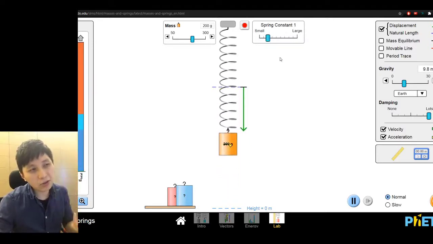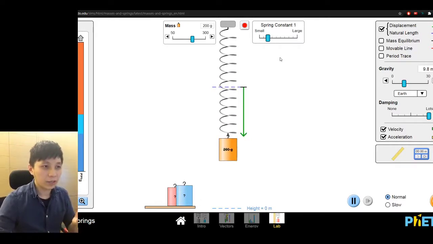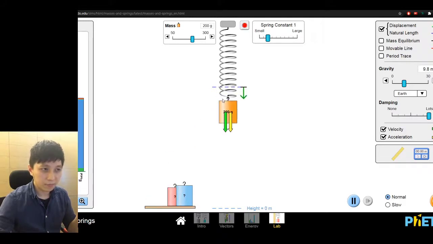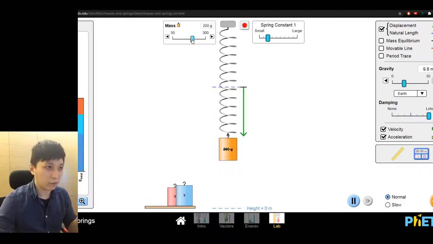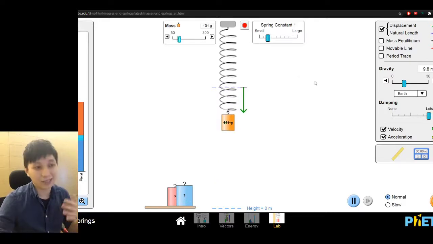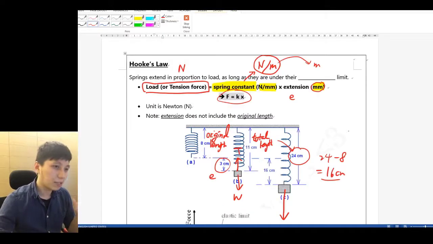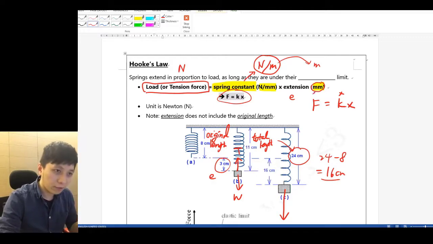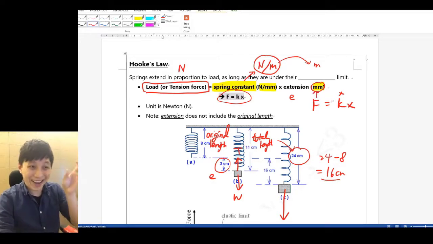So assuming you're using the same spring, then if you change to another mass, it's going to be the same spring constant, of course, right? But for the mass, of course, it could be different, and therefore the extension will be different. So putting this back to the equation, that means that normally for F equal to Kx, the K, which is the spring constant, doesn't really change. And then you would change the mass, which affects the weight, which affects the force. So if you hang a heavier mass, of course the extension is greater.